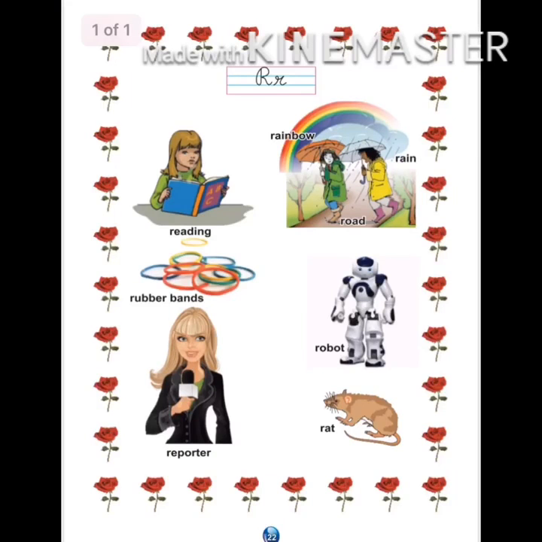Now children, we will be doing the picture reading with the alphabet R. And R says R. R says R. R. Reading. R. Rainbow. R. Rubber bands. R. Robo. R. Reporter. R. Rat. Okay? So now you can recognize the pictures.